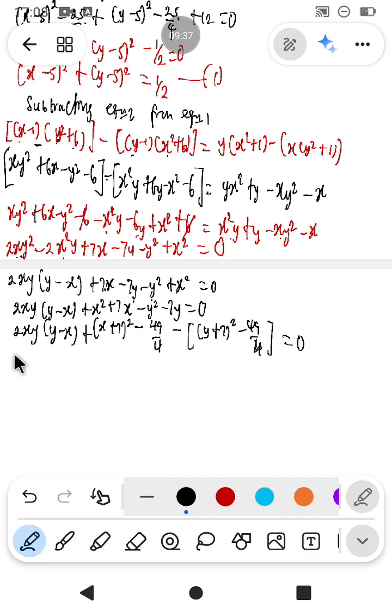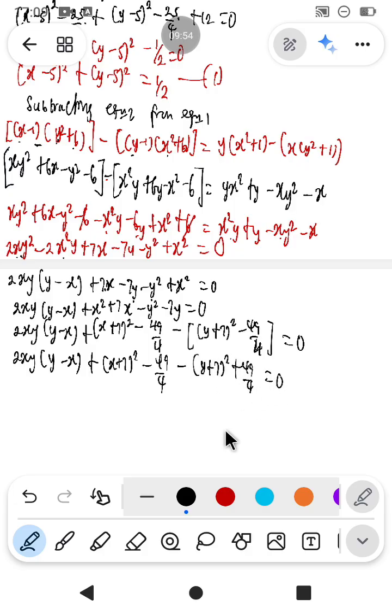So guys, now let's move on. We have 2xy into (y minus x), then plus (x plus 7/2) squared minus 49 over 4. Then if you open the bracket with a negative sign, you have minus (y plus 7/2) squared, then plus 49 over 4, then everything equal to 0. So minus 49 plus 4 over 4 plus 49 over 4, so that's going to give us 0 automatically.